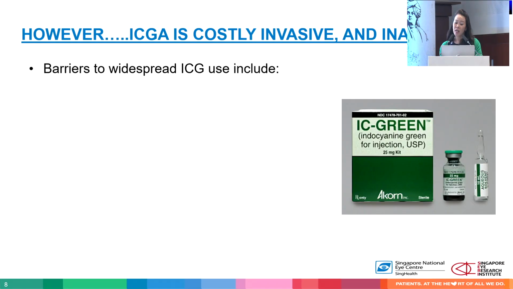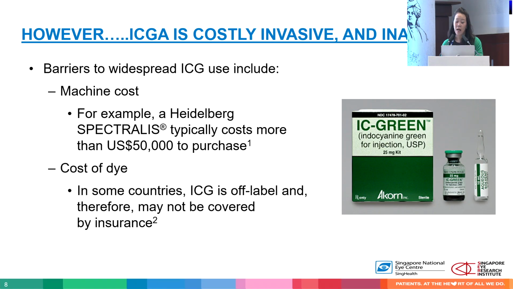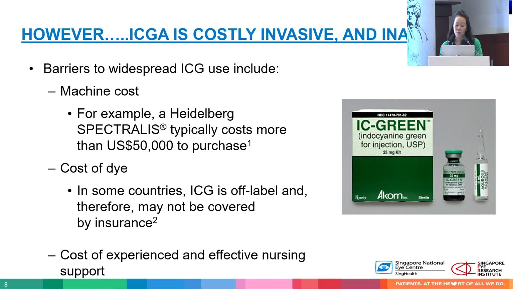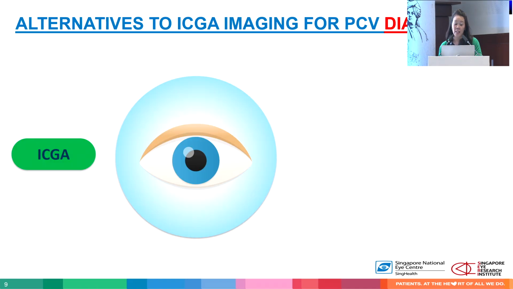But ICGA, of course, is costly, invasive, and a lot of places don't have it. For example, the Heidelberg Spectralis costs $50,000 to purchase. The cost of the dye is a lot. And of course, it's off-label in some countries. And ICG has some risks, which include cardiac arrest, and it needs a crash cart when you do ICGA.